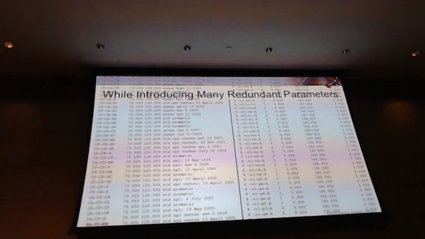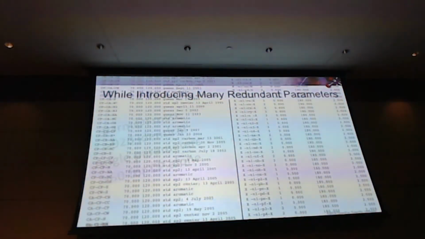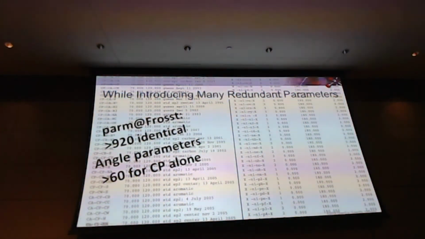So that led to the current situation in many, many force fields, where you've got this multiplicity of parameters. I just want to show you that all these parameters are bond angle parameters, and they're all the same parameter. In fact, there are hundreds of these parameters in redundant force fields, and oh boy. And in Parm Frosst, there are 920 of those identical valence parameters just to cover all the different atom types we've made, and there are 60 for CP alone. And this is a valence angle, which wasn't even why we made it.